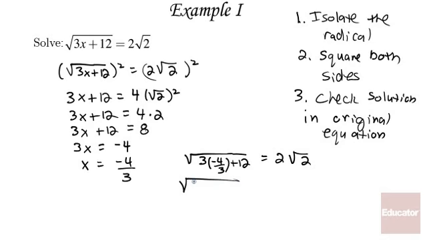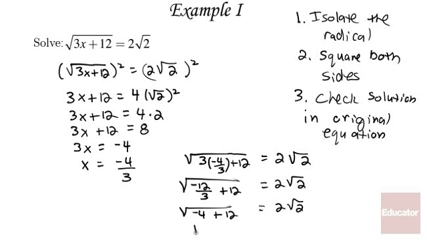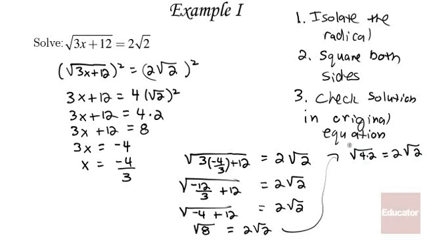So this is the square root of 3 times negative 4, that's negative 12 over 3, plus 12 equals 2 radical 2. Negative 12 divided by 3 gives a negative 4 plus 12, or radical 8 equals 2 radical 2. Come up here, and we can simplify this. This is 4 times 2, that's a perfect square. Go ahead and pull out the square root of 4.